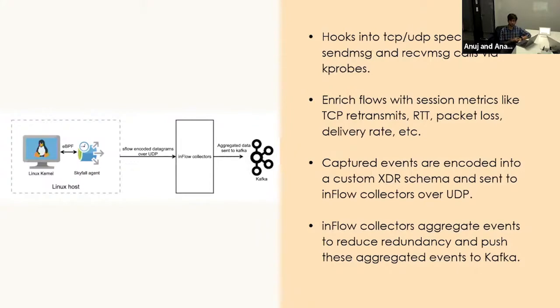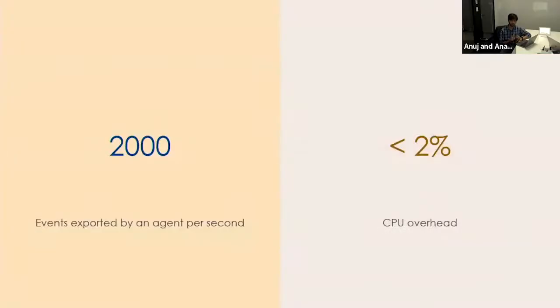Yeah, next slide, please. Okay, so we've ramped Skyfall to a large number of hosts within our fleet, and we would like to share some of the interesting numbers which we saw from it. On the left, you can see this is the maximum number of events that has been exported by an agent per second. So this 2000 essentially means that there were 2000 unique network flows happening on that host at that moment of time. So it's quite a high number. But even with this, the Skyfall agent was able to run with a CPU overhead of less than 2%.